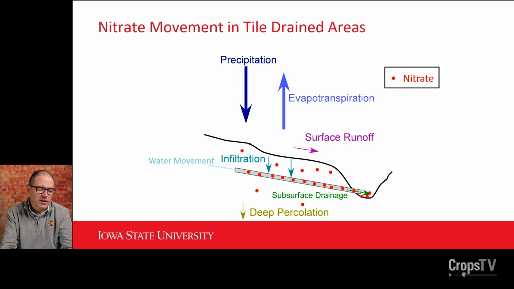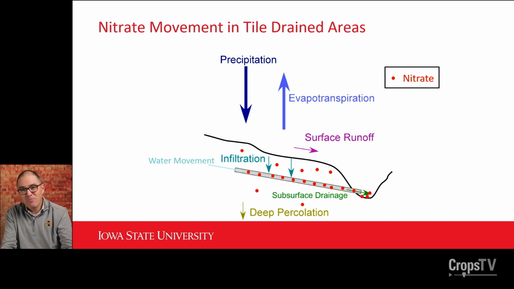So sometimes we hear about nitrate runoff. Really, it's nitrate that's moved through the soil profile with that water, that infiltrating excess water, and then into a tile line and delivered to the stream. That's how we lose most of the nitrate in our landscape.